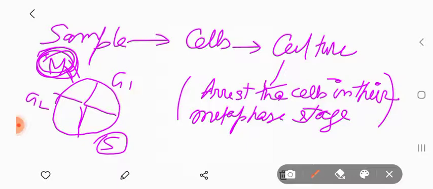So first, what we do is we culture the cells from the sample, and then we arrest the cells in their metaphase or prometaphase stage, where the chromosomes assume their most condensed conformations. A variety of tissues can be used as a source of these cells. Different types of tissues can be employed as a source of our cells.